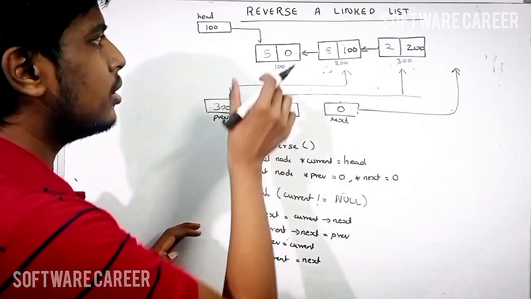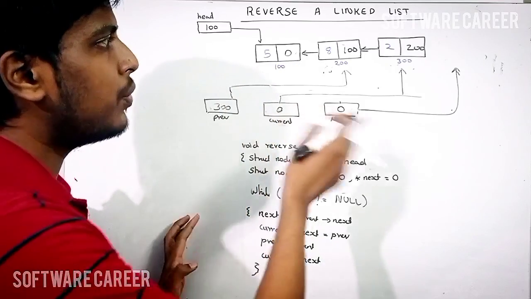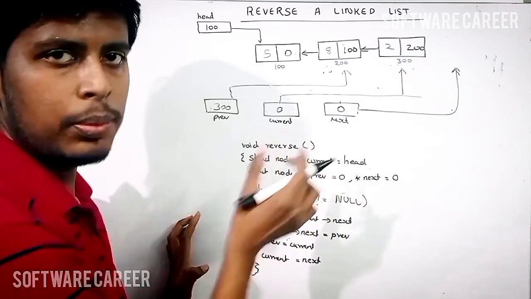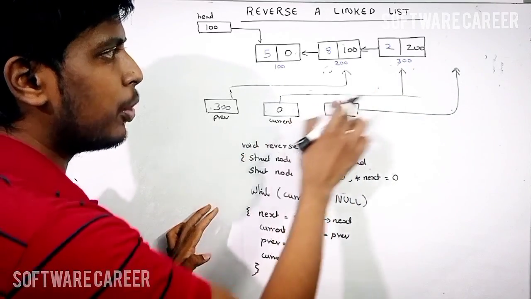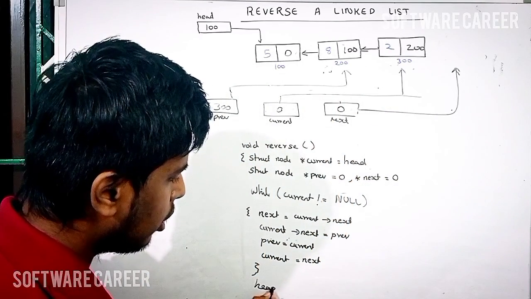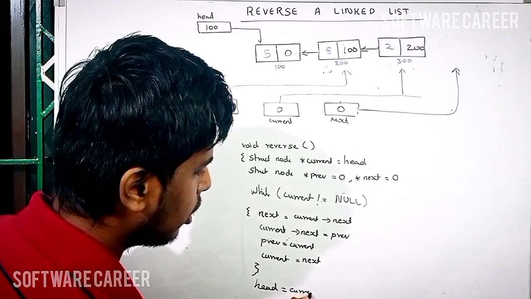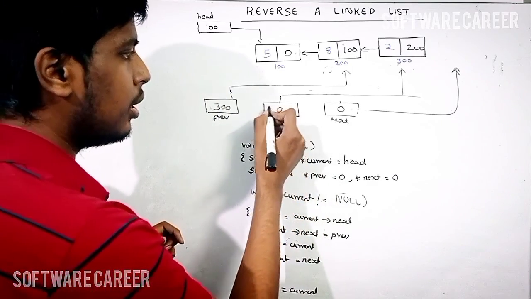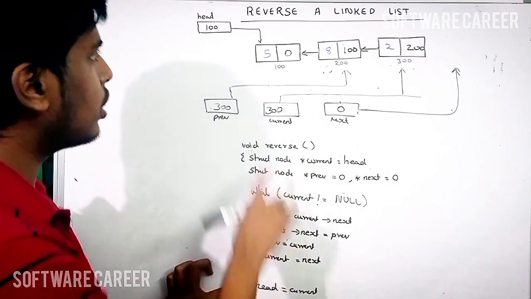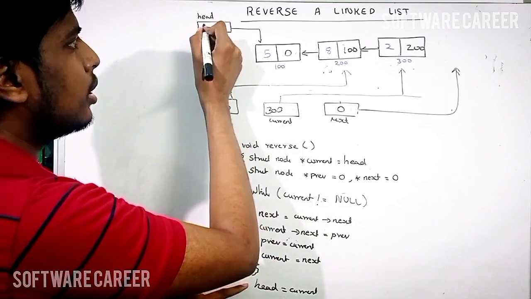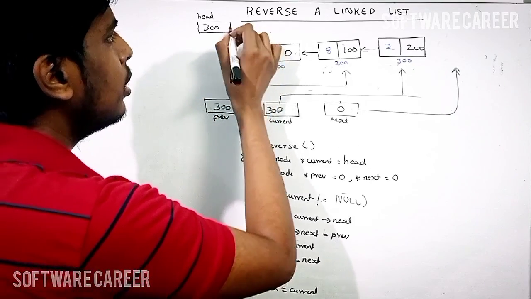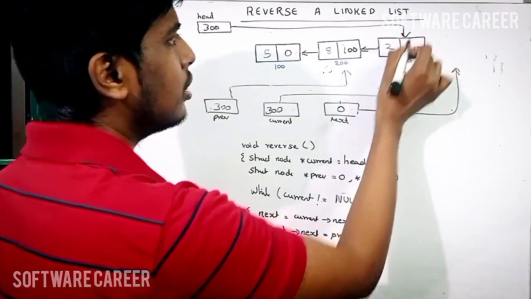What is that step? See, at the start, head is pointing to the first node. Now after reversing, head should point at the last node. Now how can you access the last node? By using the current pointer. The current pointer was pointing here at 300. So I should write head equals to current. Now current was 300 here, so head equals to current. Now head is 300, current is 300. So I'm putting the 300 over head. So this pointer gets cancelled and it points to the node having address 300.